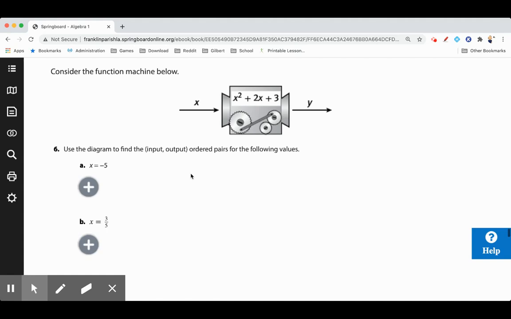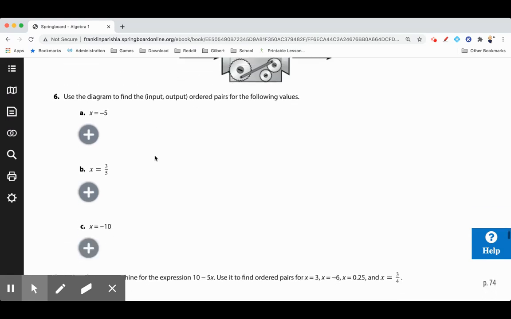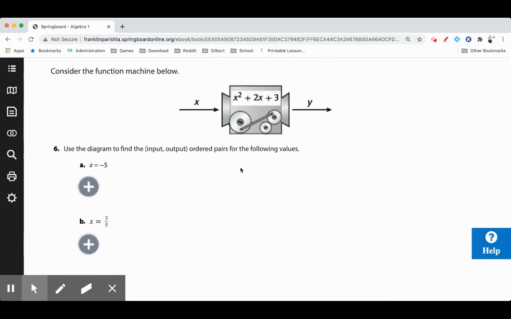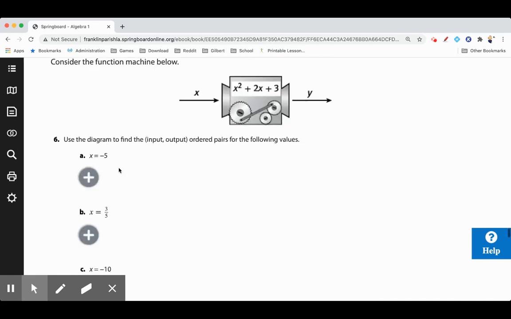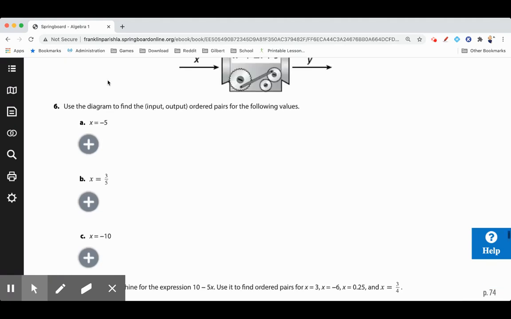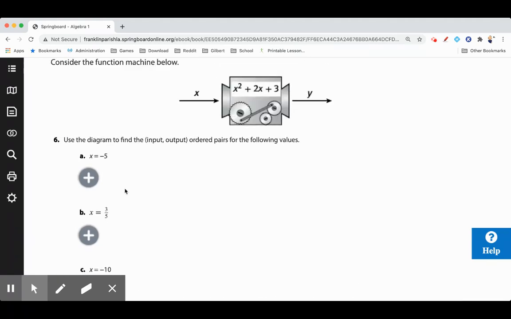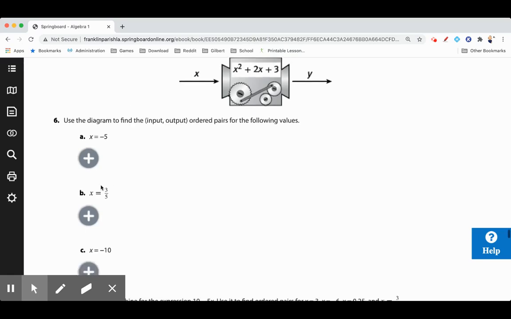Let's look at this one. Consider the function machine below. This time we have an equation that has the exponents in it. So let's notice that one. Hopefully we all remember how to work with exponents. Use the diagram to find the input and output for the following ordered pairs. It's the same process though. We're going to replace the x's with these numbers and we're going to get out the answers. We'll do one of these. We'll do A.